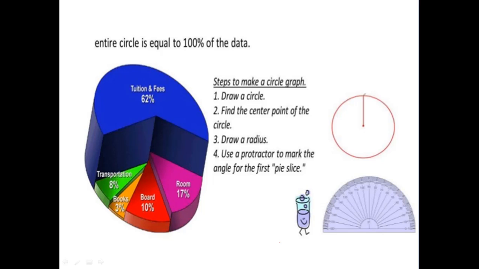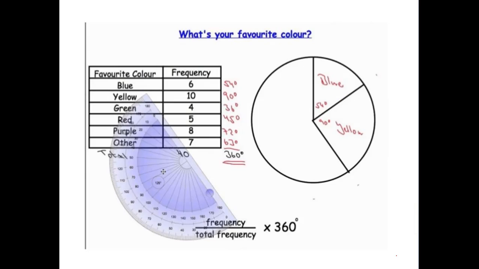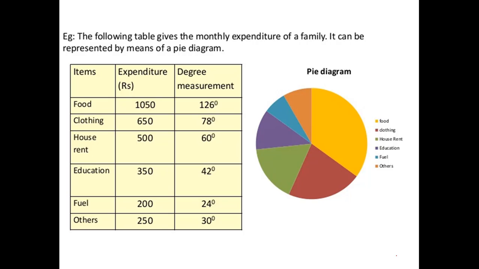What are the steps that we need to consider while drawing a pie diagram? Draw a circle, find the center point of the circle, draw a radius, and use a protractor to mark the angles of the first pie slice. Once we are done calculating the degrees of angle, we can easily draw the pie diagram with the help of these degrees. Okay, so these questions we have already done.